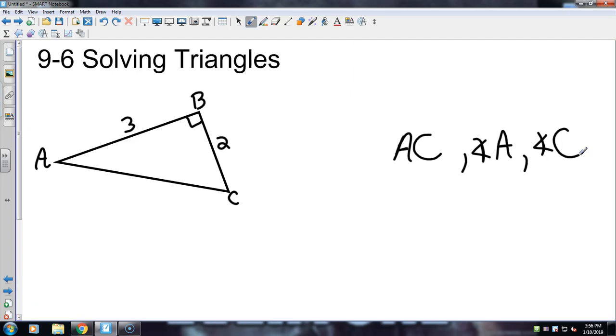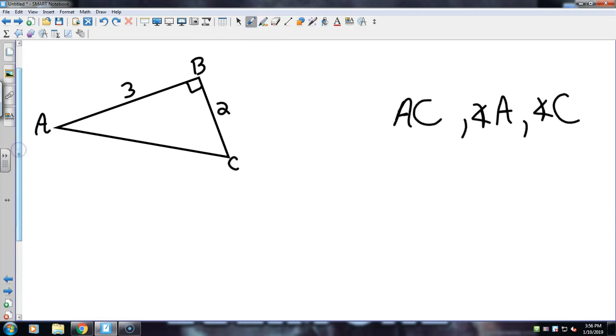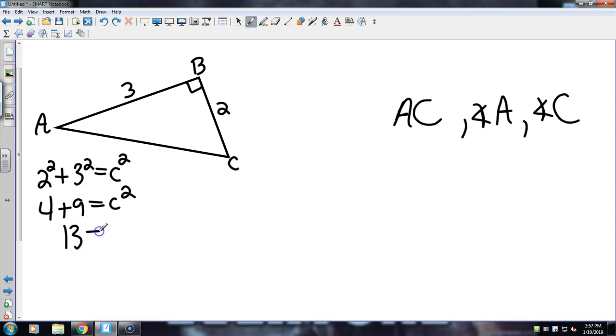We're going to start off with AC, and we are going to find AC by using the Pythagorean theorem. So we have 2 squared plus 3 squared. So that's going to be 4 plus 9. So 13 equals C squared. Then we're going to take the square root of both sides, and C equals radical 13.